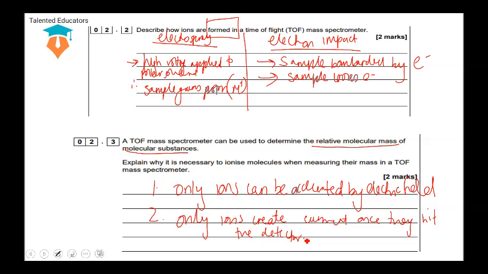So 4 stages we know: ionization, which has electron impact and electrospray. You then have the next stage, which is acceleration, where they get accelerated by an electric field, the negatively charged plate. Flight tube, which is based on the abundance and velocities, and detector, where current is produced and they become discharged. Okay, so that is all.